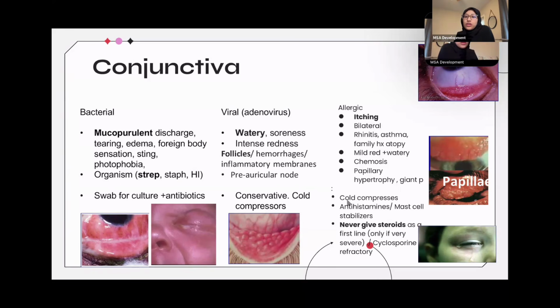Now, treatment can be with cold compresses and antihistamines, again conservative management. Think allergy, so you would give antihistamine, right? You don't really give topical steroids in this case as first line. You can if it's very severe, like in asthma, right? If it's a severe exacerbation, you can give steroids.